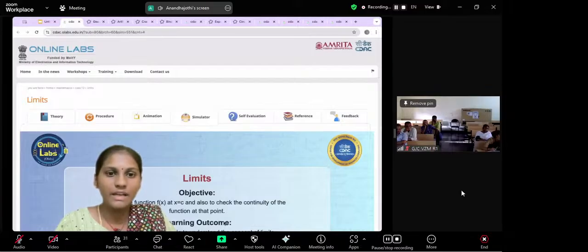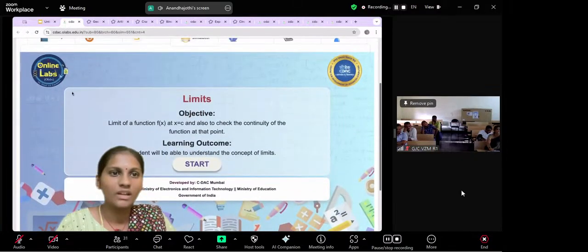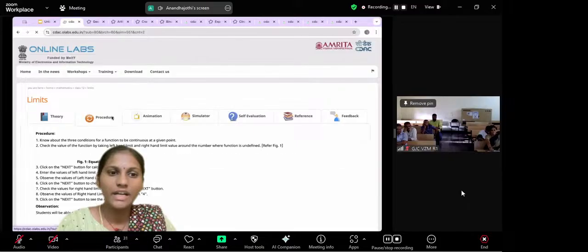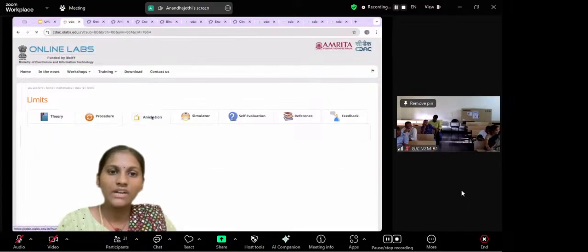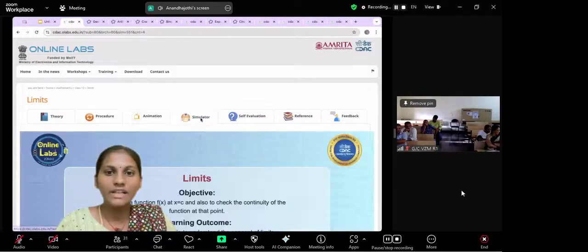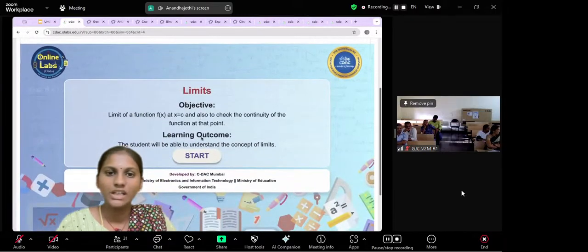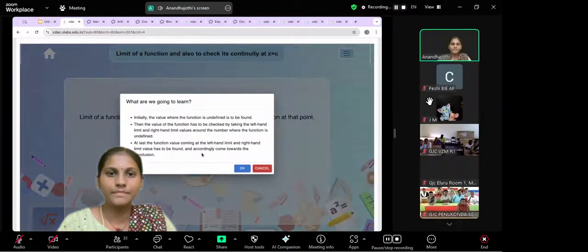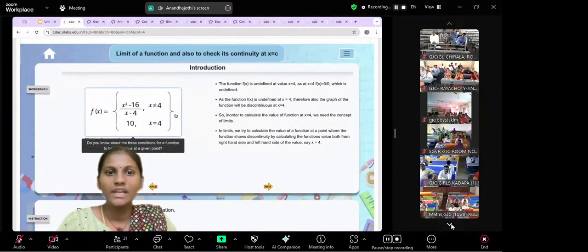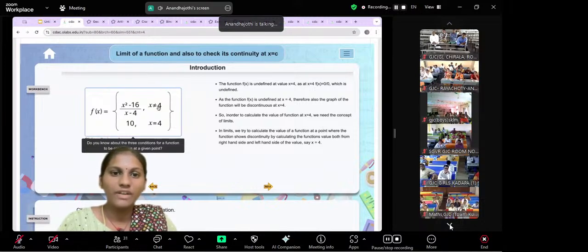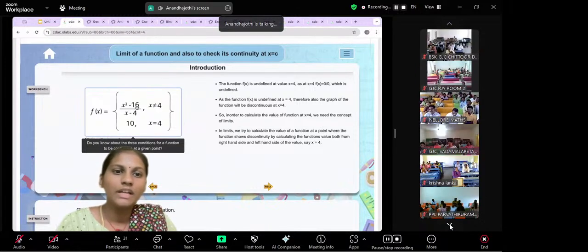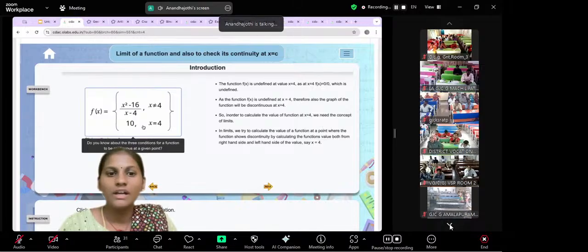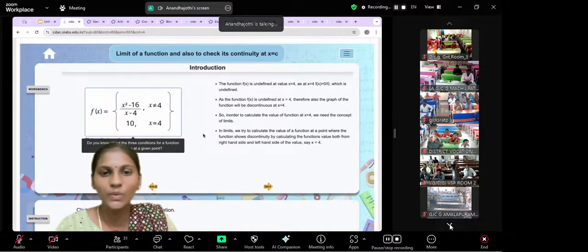So in limits, I'm again taking the simulations from OLAPS. Here it will contain the theory part. Here it will contain the procedure part. Here it will contain the animation part. Here it will contain the simulation part. Shall we start? Yes. Okay. Here we are provided with a problem. If x is not equal to 4, the function will be x squared minus 16 divided by x minus 4. If x is equal to 4, the function f of x is directly equal to 10.